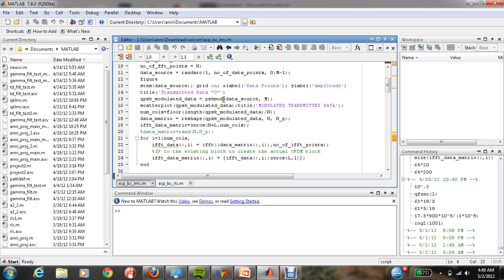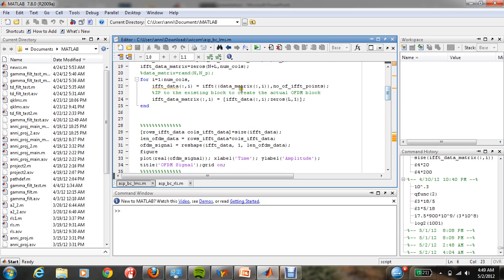These lines correspond to generating the QPSK modulated data and plotting them. So we reshape the matrix so that we will get the data blockwise, where block size is 64, and we zero pad the data in this line, where every vector is zero padded by a vector of zeros of length L.